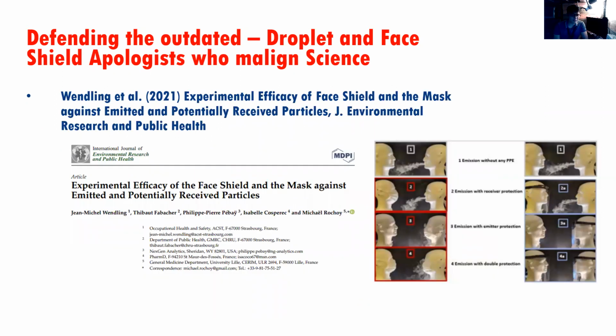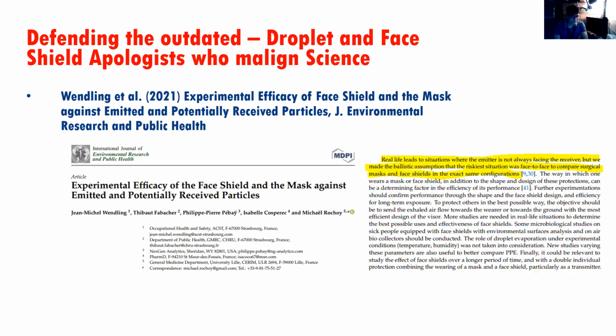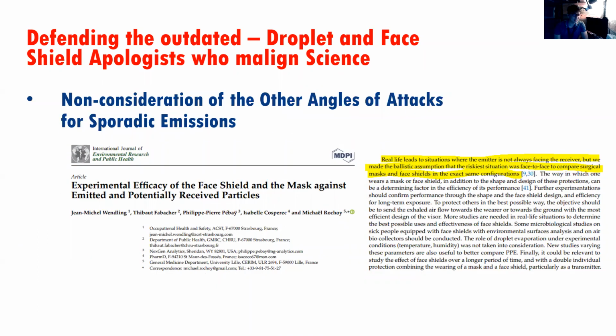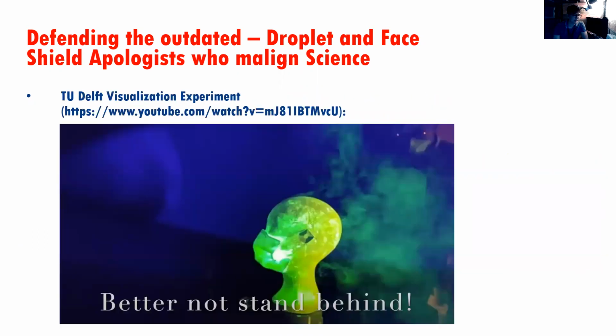Another study which fails in equipoise is the study by Wendling and colleagues, which also considered frontal emissions only, and of course they conceived this study on the basis of sporadic emissions. The same goes for the study by Linsley and the study by Akagi, which did not consider the other angles of attack. If you visualize, for example, people wearing masks, what happens is that most of the airborne droplets are directed backwards and to the sides. So what's the use if we introduce face shields?